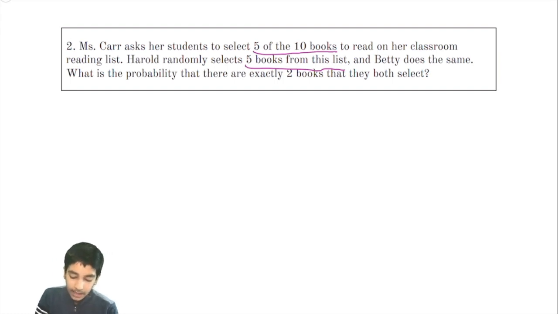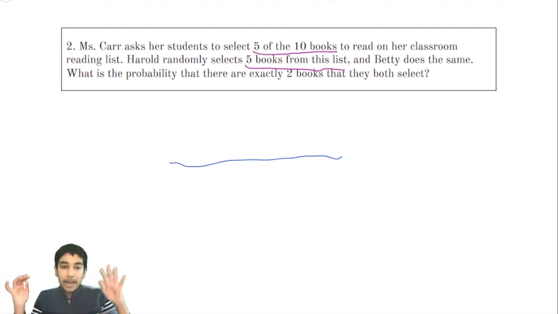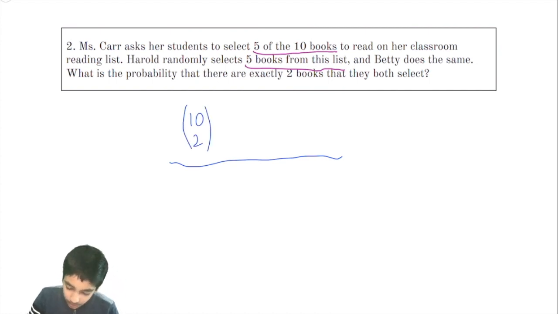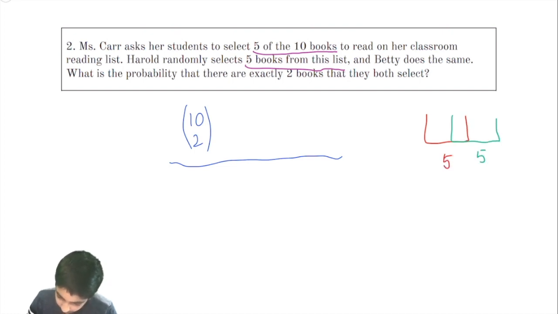Well, let's first count the number of ways they can get 2 books in common. If they get 2 books in common, then out of the 10 books, we choose 2 of them so that they both have in common. So we do 10 choose 2. So we choose 2 books that they both have, right? Because remember, Harold chooses 5 books, and Betty chooses 5 books. And there's 2 books in the middle that are in common. So we choose 2 books that are common in the middle.